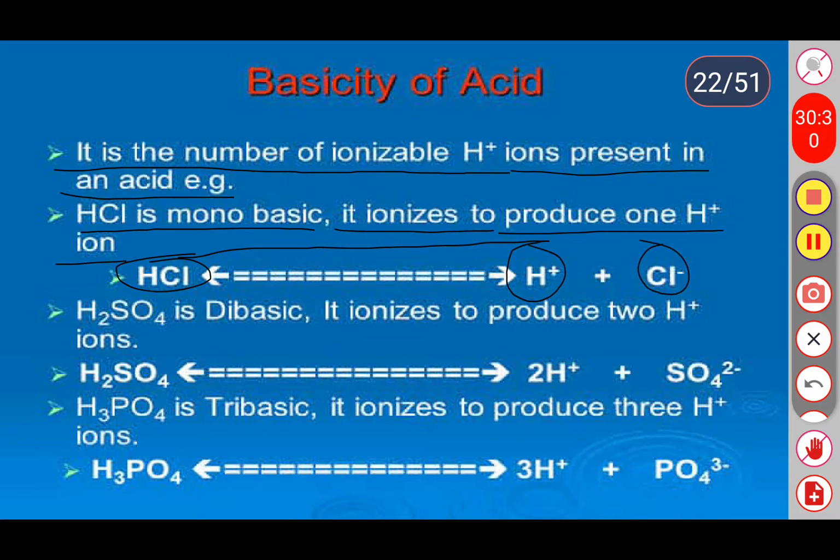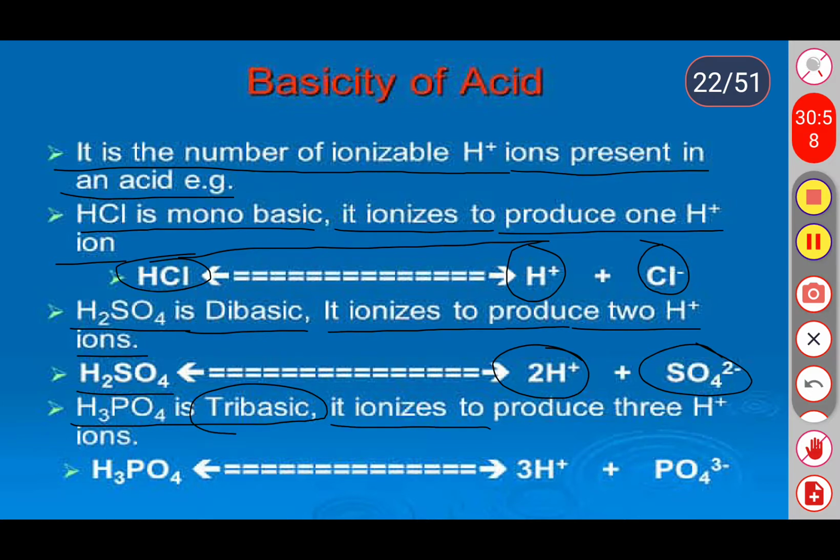Next one, sulfuric acid, H2SO4, is a dibasic acid. It ionizes to produce two hydrogen ions. Here two hydrogen ions are produced when it dissolves in water. Next, phosphoric acid is the best example of a tribasic acid. It ionizes to produce three hydrogen ions. So these are the examples for monobasic, dibasic, and tribasic acids.